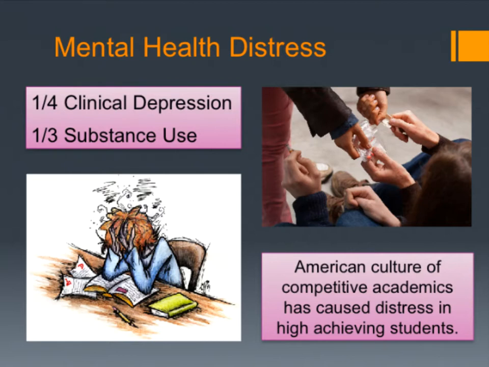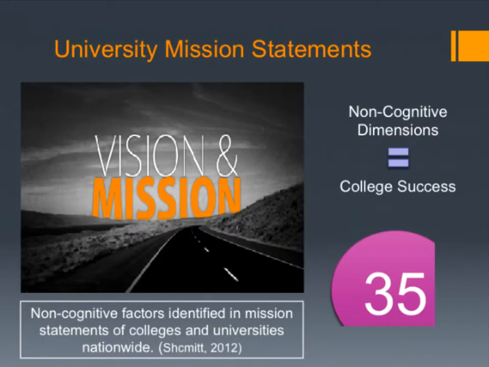So researchers from MSU decided to explore some alternative dimensions that demonstrate student success in college just as much as GPA and test scores. And they analyzed the mission statements from 35 universities nationwide and identified personal dimensions of value to these institutions. And they found that these 12 non-cognitive dimensions did in fact have the same predictive qualities and college success rates just as much as GPA and SAT scores.